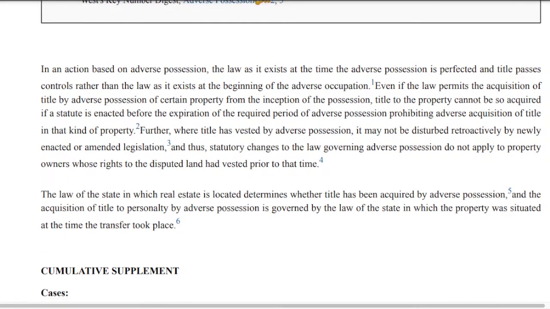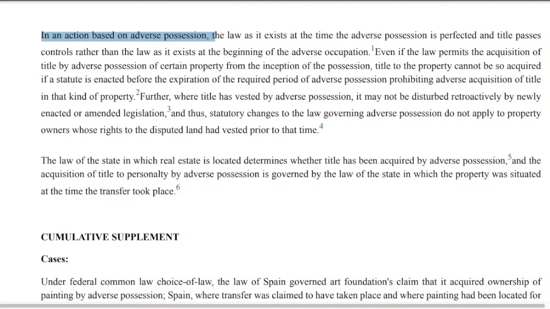So, in an action based on adverse possession, the law, as it exists at the time the adverse possession is perfected and title passes control rather than the law as it exists at the beginning of the adverse occupation. So possession, occupation. So the law in action based on the adverse possession will be at the time it's perfected.